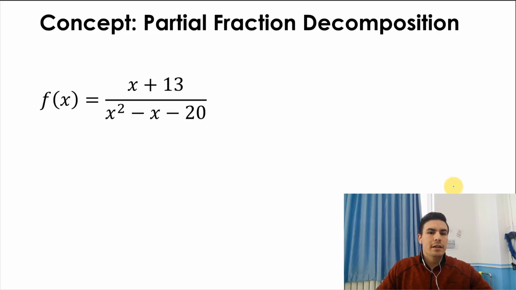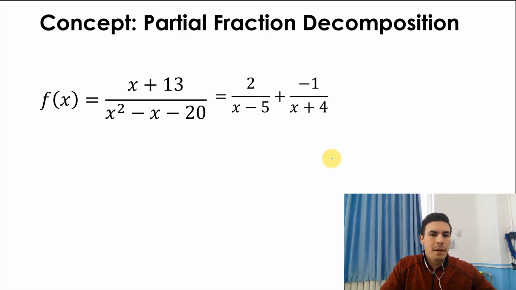If I'm given a function or an expression like this, a rational expression, okay, a partial fraction decomposition is when I take this expression and I rewrite it as the sum of two simpler fractions, all right? So we can see here I've got this power of 2 here. Now I'm writing it as the sum of two simpler fractions with the power of 1 in my denominator, okay?